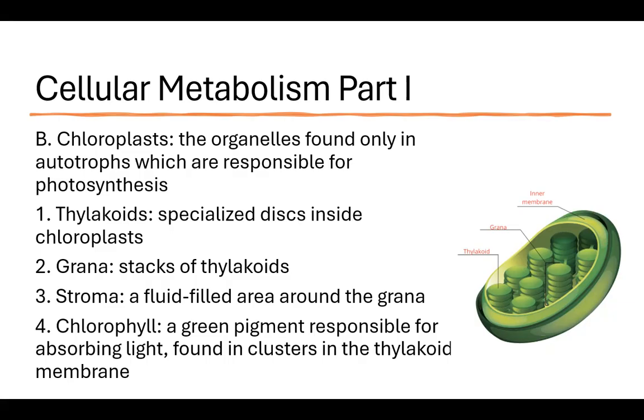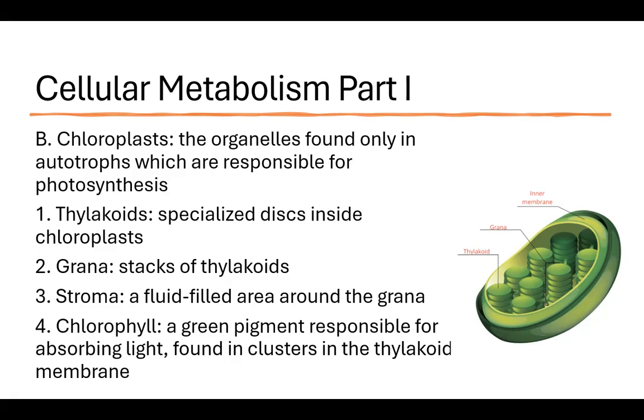Next, we have the stroma. The stroma is the fluid-filled area around the grana. You can consider your stroma as that maple syrup, okay? That's covering your beautiful green pancakes that are made of thylakoids, right? Those stacks are the grana, stacks of pancakes, but an individual pancake is a thylakoid.